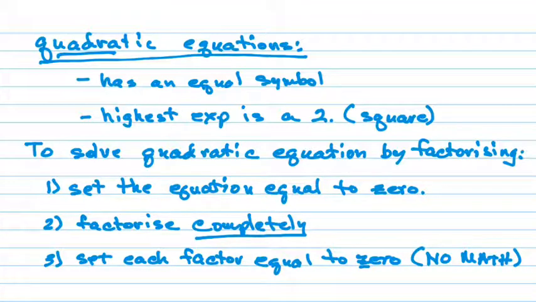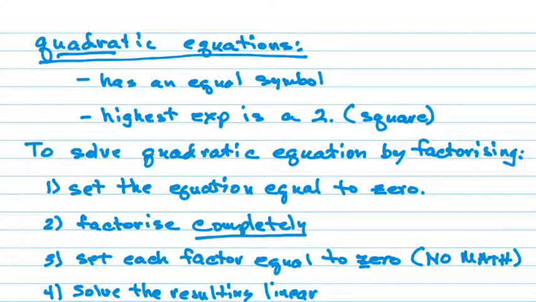Because think about it. Factors are things that are multiplied. And if the two things are multiplied together to make 0, one of them has to be 0. So that means we can assume that the factors equal 0. Because the only way you can get something to multiply together to make a 0 is if it's 0. Okay? No math.